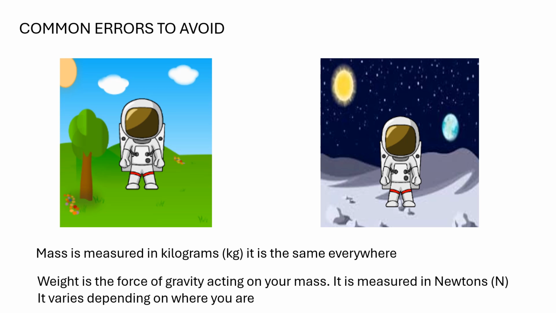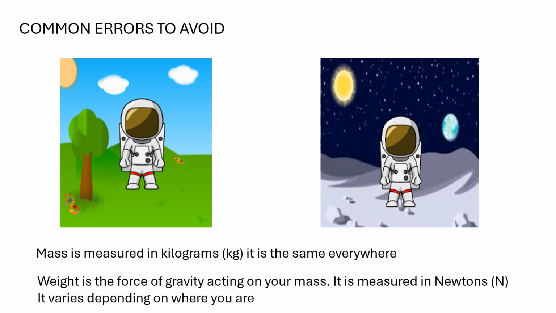The second common error occurs when we are dealing with mass and weight. Mass is measured in kilograms. It's a measure of the amount of stuff that you are made from. And it doesn't matter where you are. You could be an astronaut on Earth, you could be an astronaut on the moon, or in any other planet. Your mass is going to be exactly the same wherever you are.